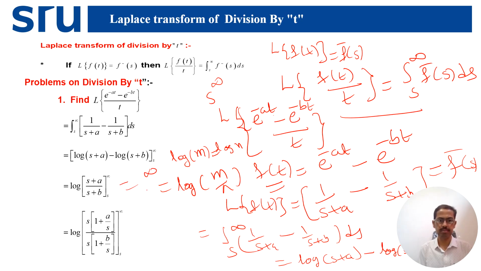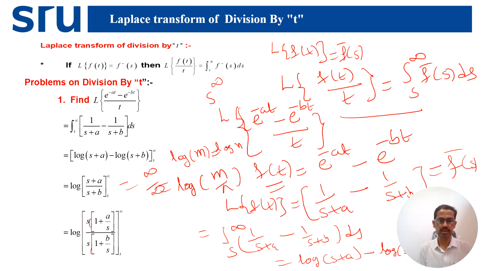You would get infinite by infinite. S is equal to infinite, infinite by infinite is an indeterminate form. So rearrange this. In the numerator, take out s. In the denominator also, take out s. So s gets cancelled out. So 1 by, this is 1 plus a by s, 1 plus b by s.